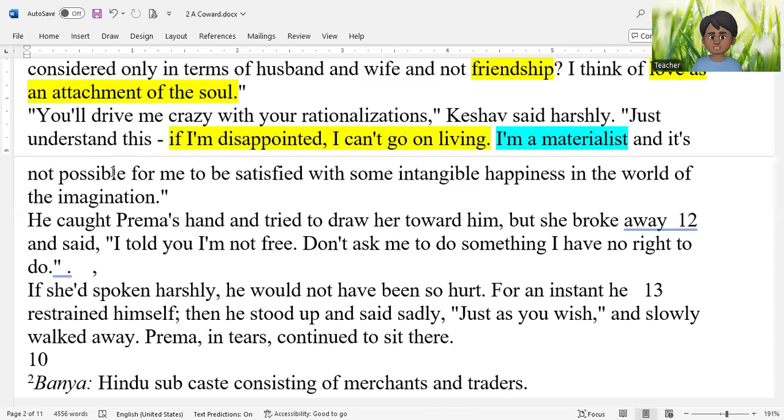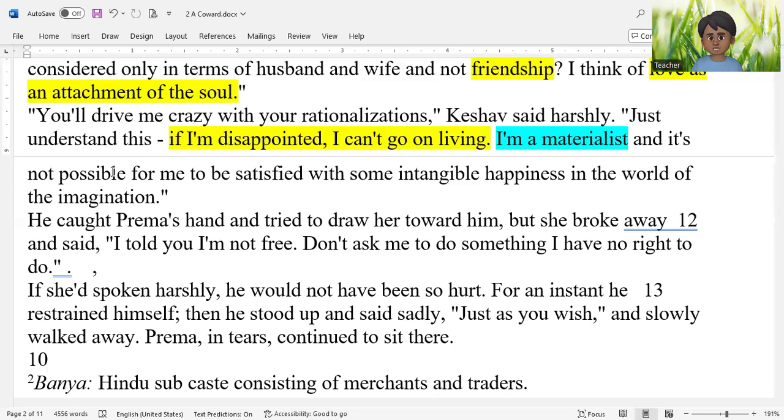So for Prema, husband and wife and sex is not important. But for Keshav, being husband and wife, getting married and enjoying the pleasures of body is important because for Keshav, life means the body. And read ahead. I'm a materialist and it's not possible for me to be satisfied with some intangible happiness in the world of the imagination. When Prema says that love can be attachment of soul, now Keshav says that this is intangible.